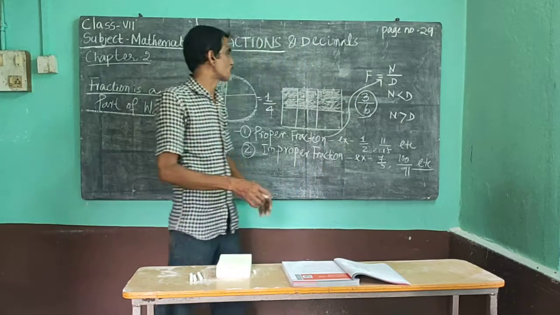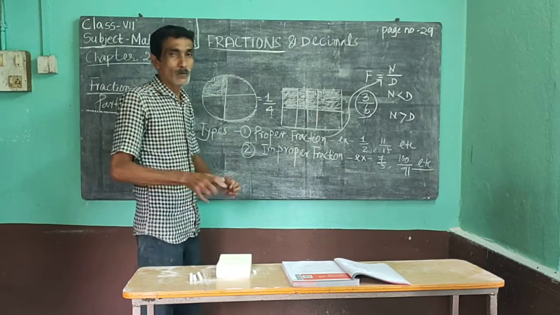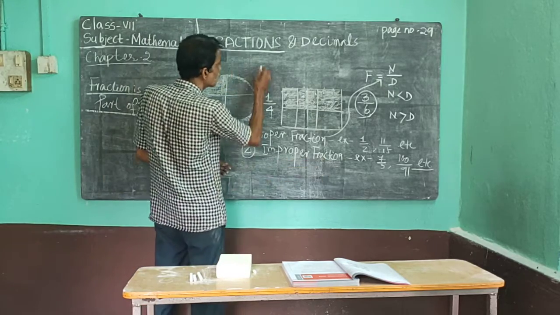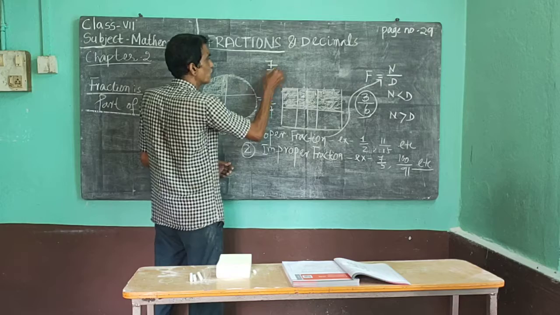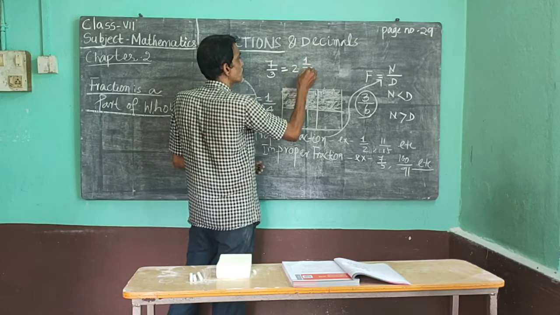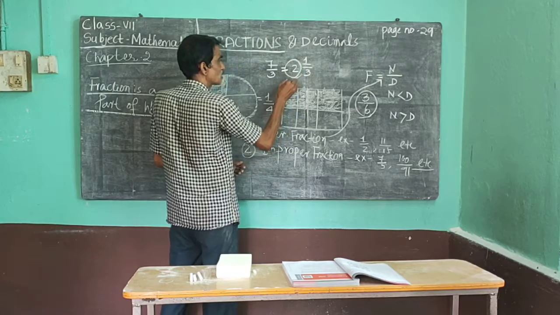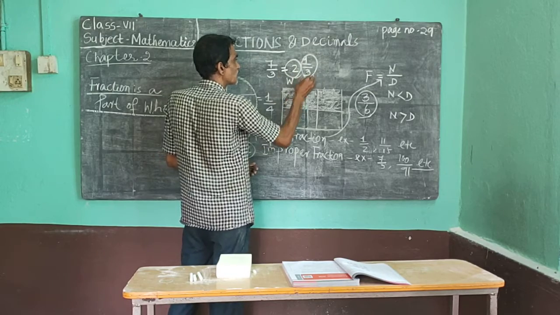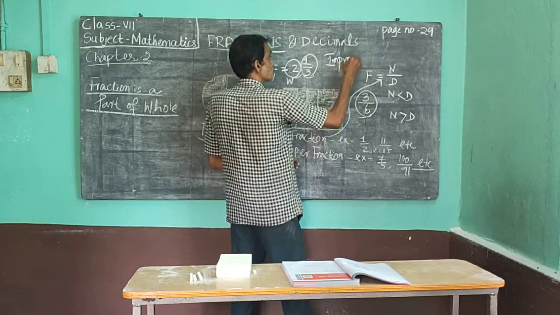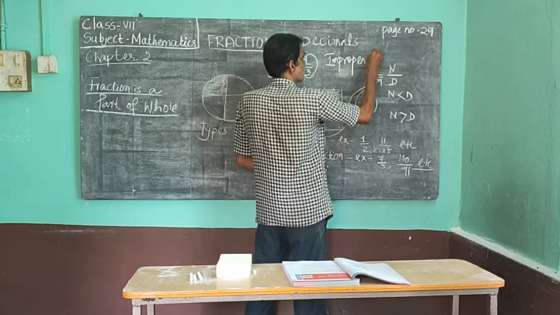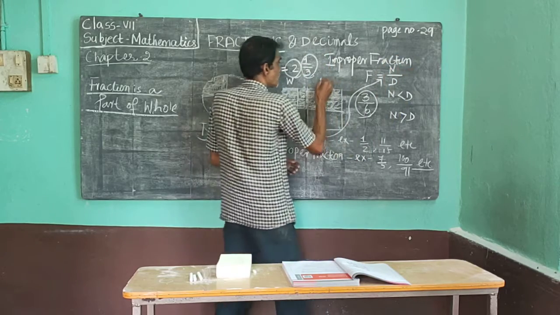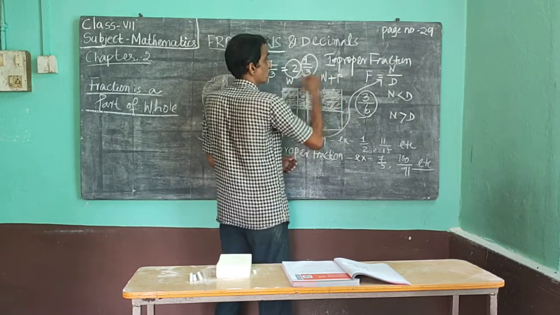In an improper fraction, we get two parts. One is the whole part, another is the proper fraction part. For example, 7 upon 3. If you turn it into a mixed fraction, you will get 2 whole, 1 upon 3. See here, this is the whole part and this is the proper fraction. So an improper fraction is a combination of a whole part plus a proper fraction.